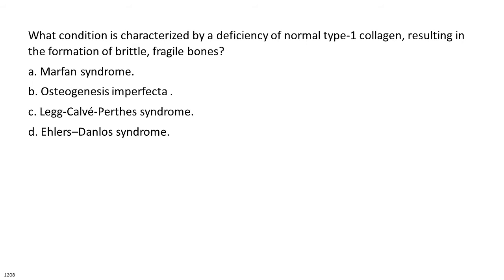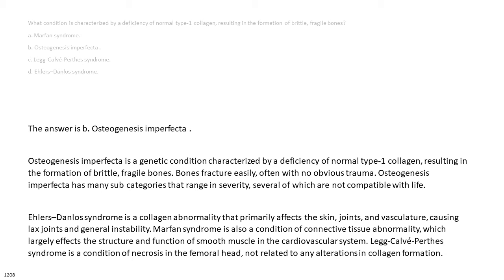What condition is characterized by a deficiency of normal type 1 collagen, resulting in the formation of brittle, fragile bones? A. Marfan syndrome. B. Osteogenesis imperfecta. C. Legg-Calvé-Perthes syndrome. D. Ehlers-Danlos syndrome. The answer is B. Osteogenesis imperfecta.